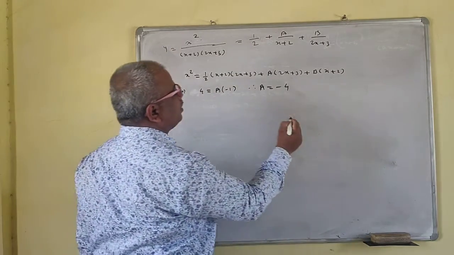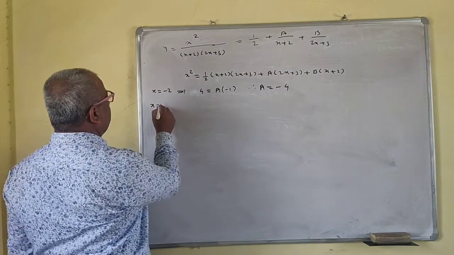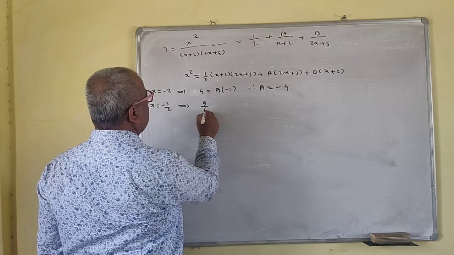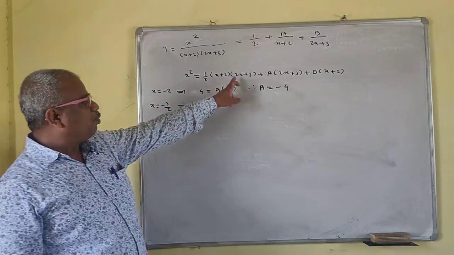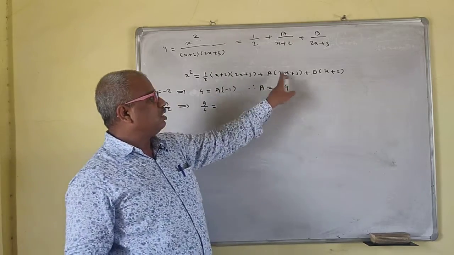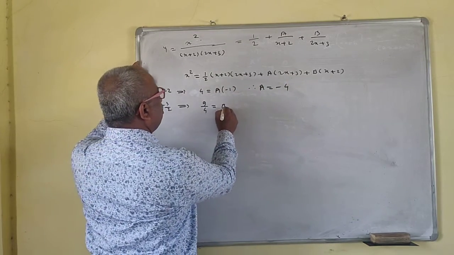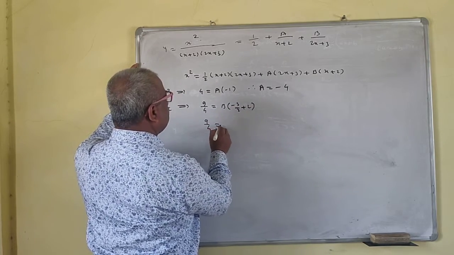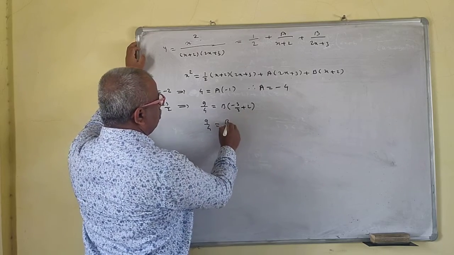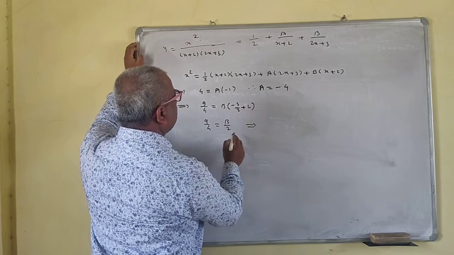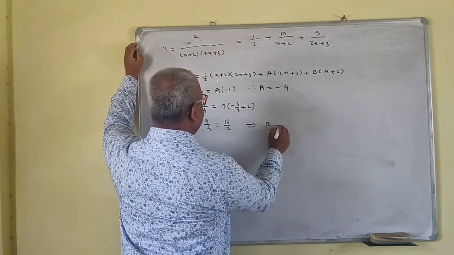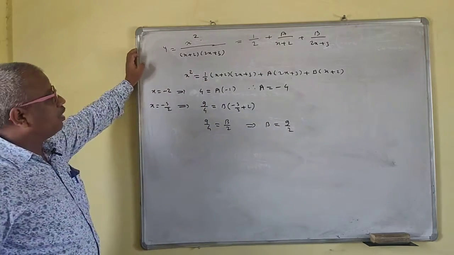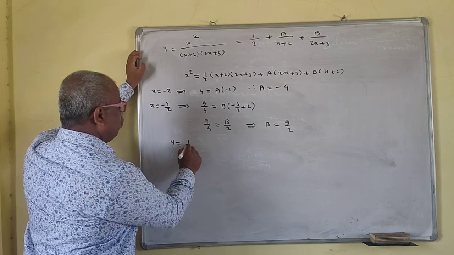Now put 2x plus 3 is equal to 0. Then x is equal to minus 3 by 2. So minus 3 by 2 square means 9 by 4. If you put x is equal to minus 3 by 2 here, this is 0 and this is also 0. So b into (minus 3 by 2 plus 2). So this is 9 by 4 is equal to b by 2. So b is equal to what then? You multiply by 2 here, then this is 9 by 2. So therefore y is equal to 1/2.